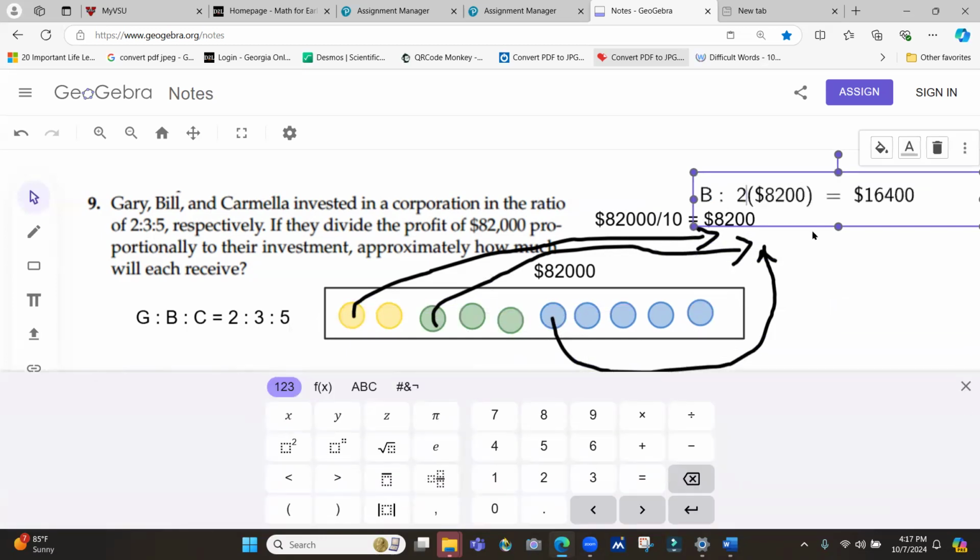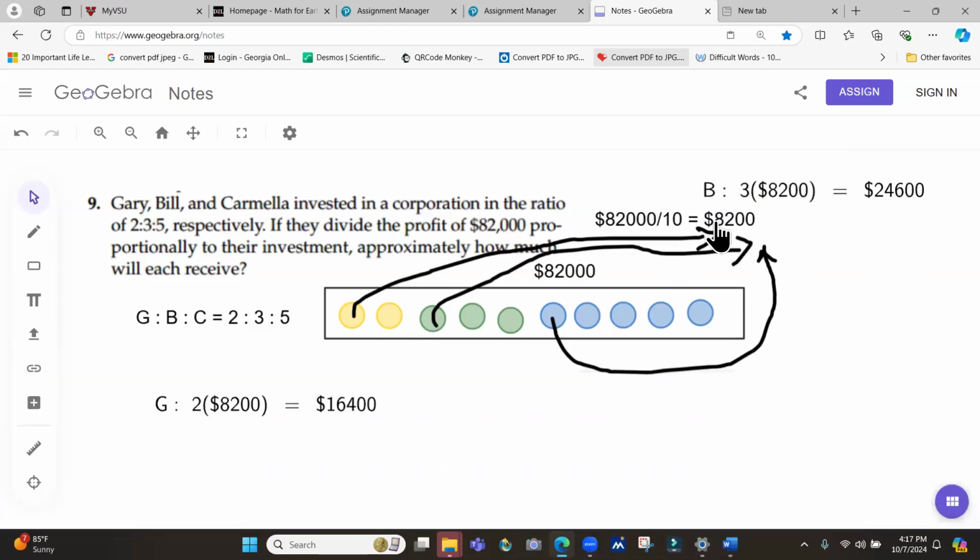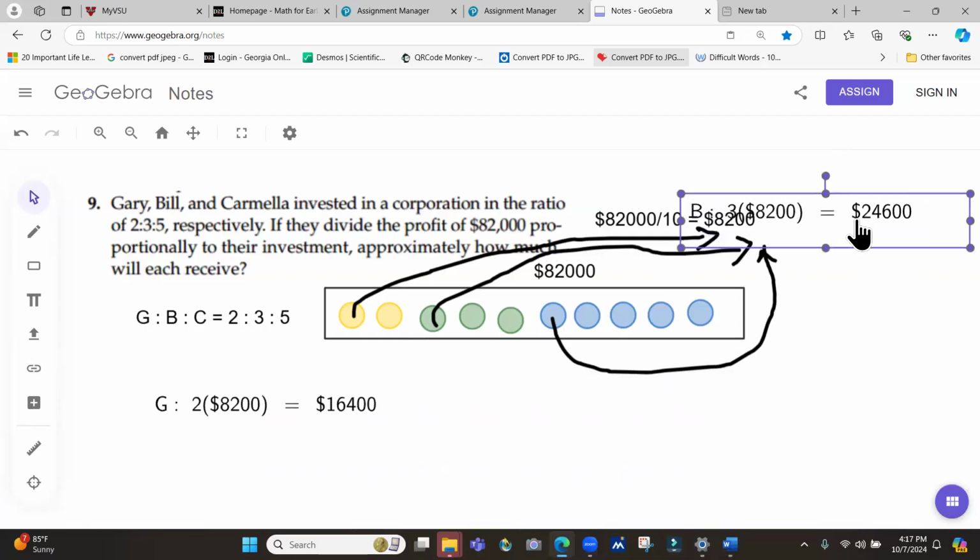We have to do it carefully. And 3 times 82, 80 times 3 is 246, if I'm not mistaken. I'm going to check it. 246. Let me double check. 82, 8 to 46. That sounds about right.